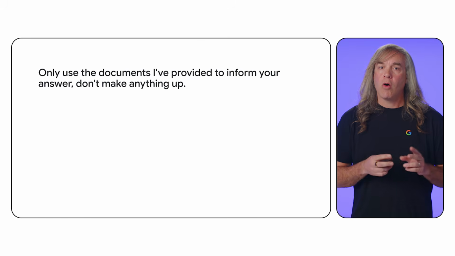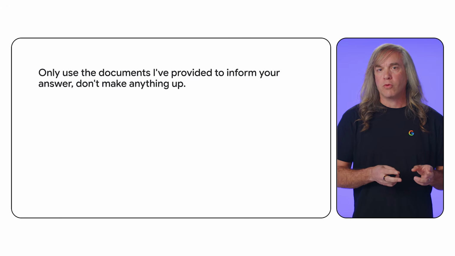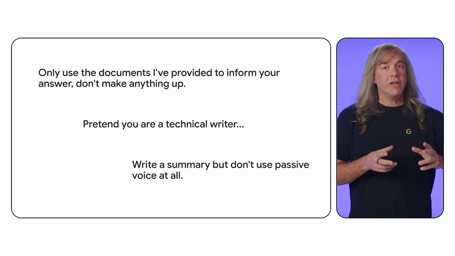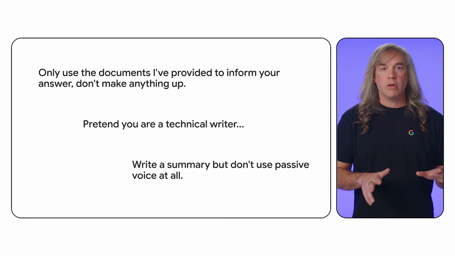Now, I'm going to assume you're familiar with Gemini and how it works in general. To get more useful help from Gemini, you usually have to provide it specific context, such as a set of documents, and do a little prompt engineering, such as telling it what or what not to do. Things like, only use the documents I provided to inform your answer. Don't make anything up. Or, pretend you're a technical writer. Or, write a summary, but don't use passive voice at all. This is a standard way of using Gemini. So why am I talking about this?